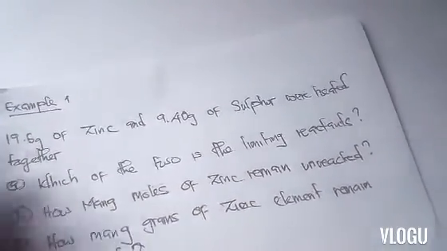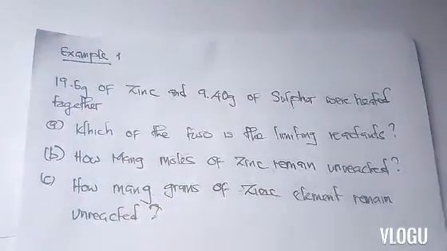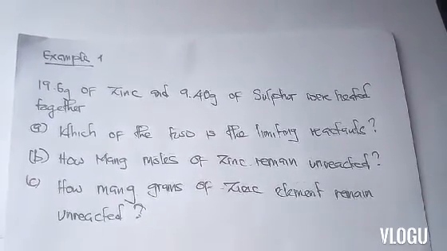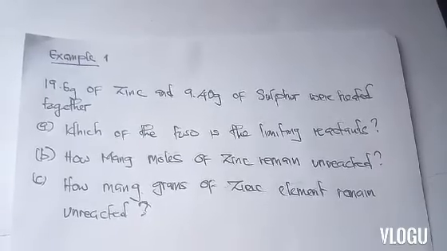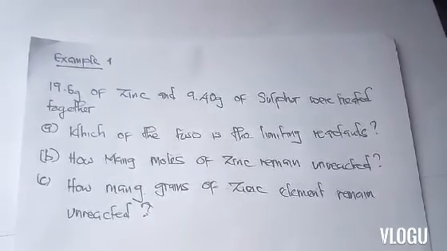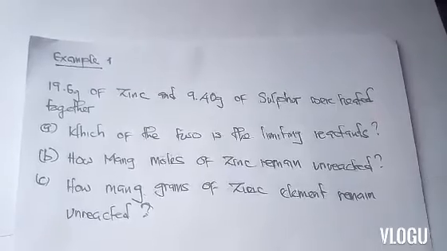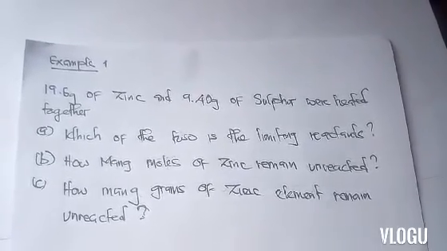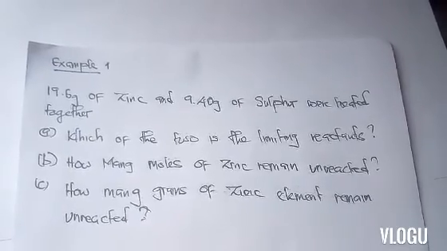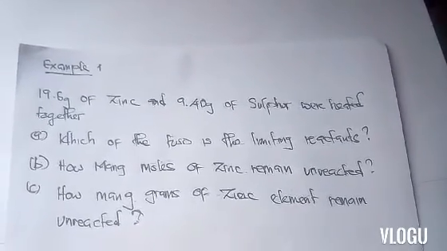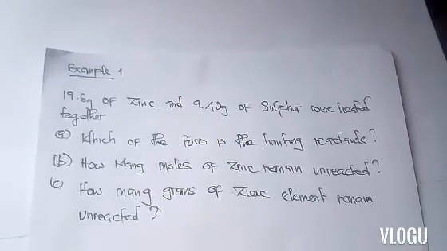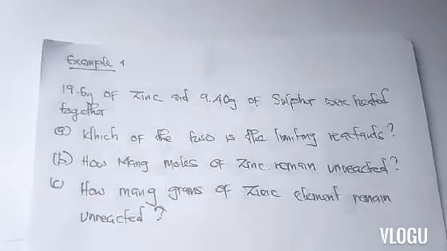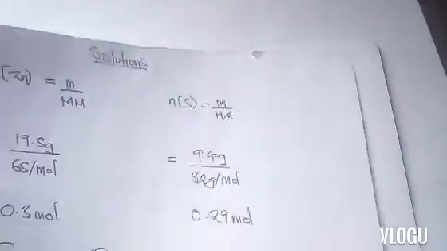Example number 1 that you need to know is that 19.6 grams of zinc and 4.90 grams of sulfur were heated together. A: Which of the two is a limiting reactant? B: How many moles of zinc remain unreacted? C: How many grams of zinc remain unreacted? We will try and answer these questions, which are simple questions for that matter.